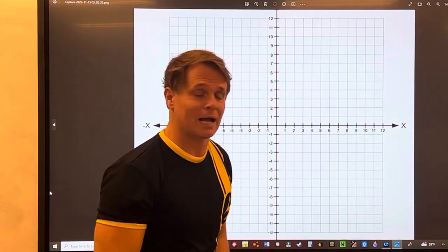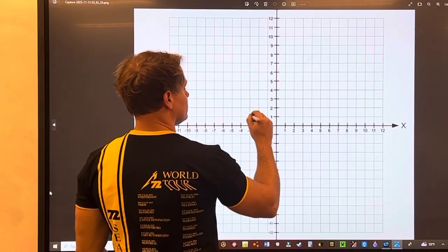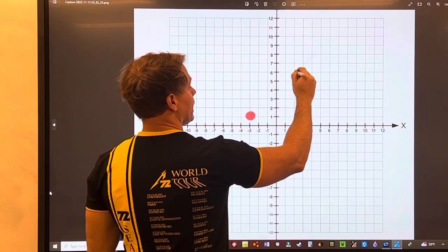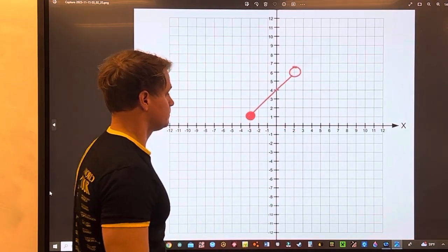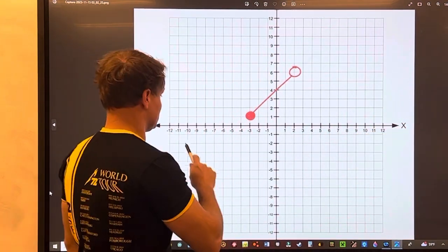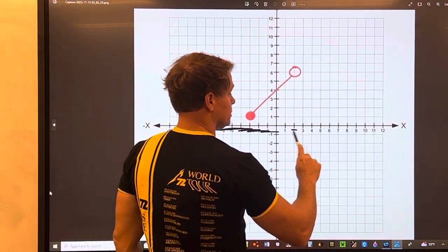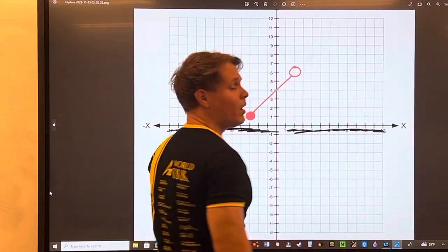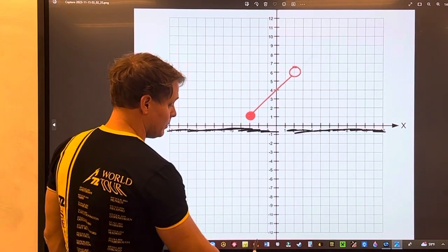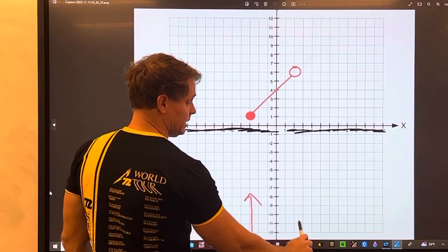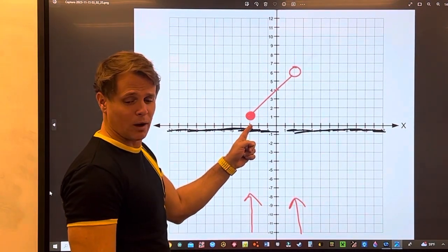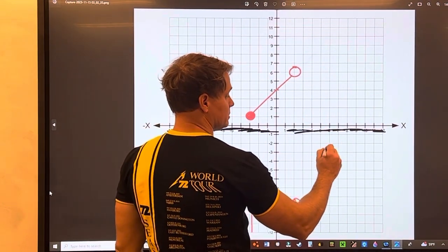Let's take a look at another example. Let's say we have a closed circle right here, and then we have an open circle right here. So again, we don't need to worry about the numbers on the x-axis. We don't need to worry about going left to right. We want to focus on going from the bottom to the top, the numbers on the y-axis. I'm going to read going up. This is, again, the range. I want to find the range of this, but I want to write the range in interval notation.